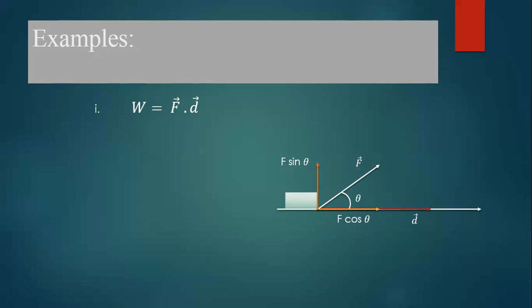And according to the scalar product, we have to consider that projection which is in the direction of the first vector. So here W becomes equal to F cos theta, because F cos theta is the x component of force F and it is in the direction of displacement. So W becomes equal to F d cos theta, where d is displacement, F cos theta is the projection of force F in the direction of displacement. So W is equal to F dot d in vector form, and W is equal to F d cos theta is the magnitude form to determine the magnitude of work done.